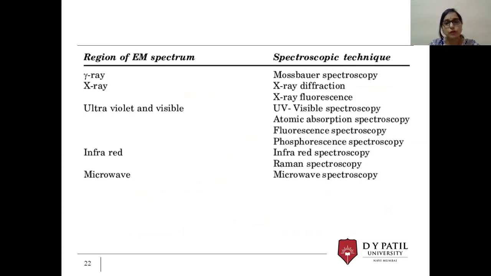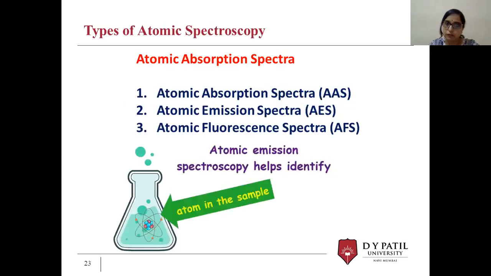So, how is a particular region of the EM spectrum related to spectroscopic techniques? Gamma rays are related to Mossbauer spectroscopy, X-rays to X-ray diffraction and X-ray fluorescence. UV and visible are related to UV visible spectroscopy, atomic absorption spectroscopy, fluorescence spectroscopy, and phosphorescence spectroscopy. Infrared is related to infrared spectroscopy and also Raman spectroscopy. Microwave is related to microwave spectroscopy. So it is easy to remember and easy to understand. The names are related to the techniques involved.